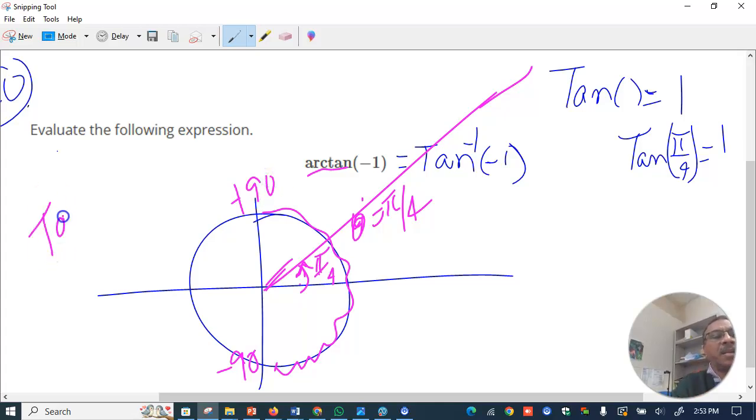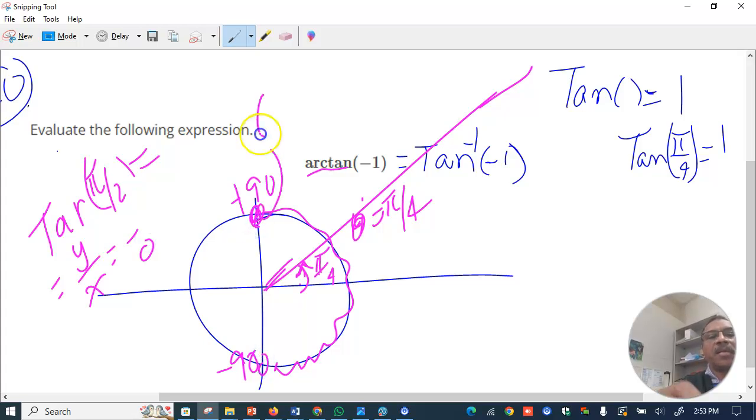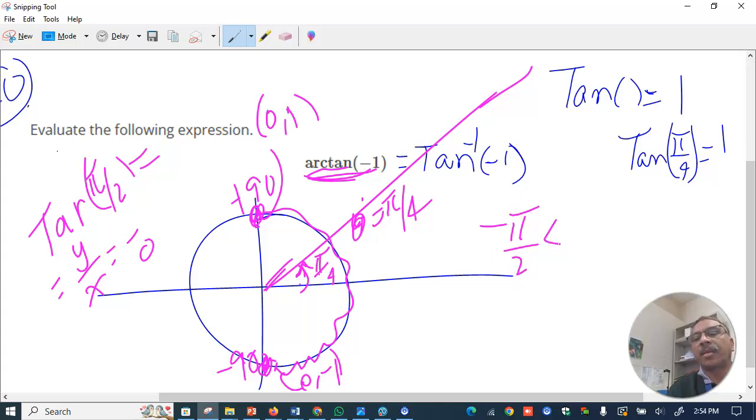And the reason is tan of pi by 2 is undefined, because the tan definition is y over x, right? So you can't have a 0 at the bottom, because this point is 0, 1, and the second one is this point, 0, negative 1. So that's why tan is undefined. So the range for this final answer has to be strictly between minus pi by 2 and plus pi by 2.